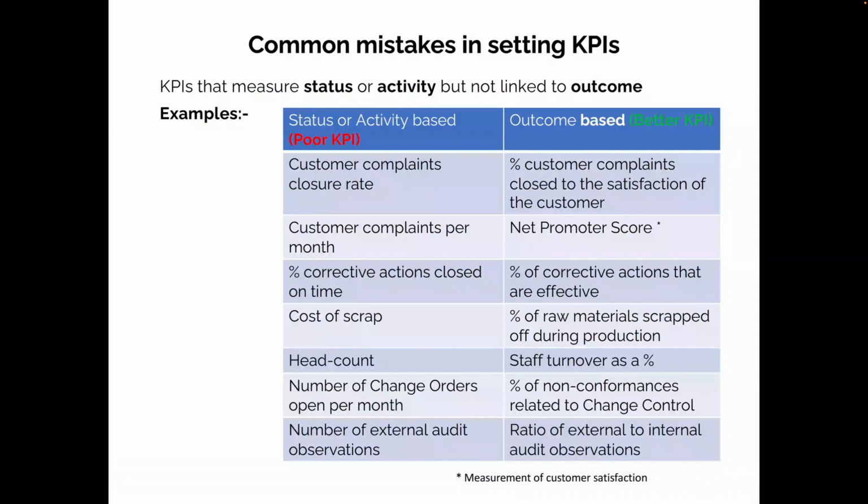Similarly, percentage of corrective actions closed on time. Many organisations measure this metric, but a more valuable metric is the number of corrective actions that actually are effective. Not so much the closure rate. You can close something that's very poor and ineffective on time, but the more important thing is, was it actually effective in preventing the issue from reoccurring again?